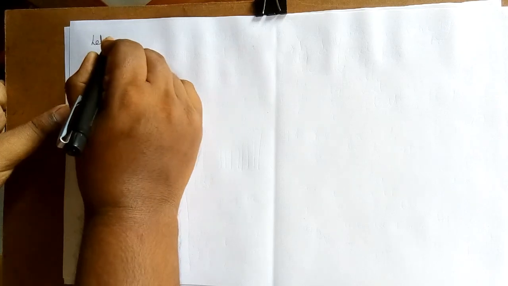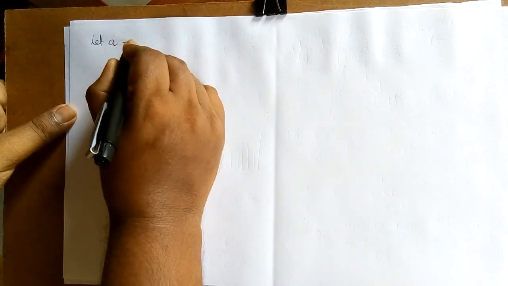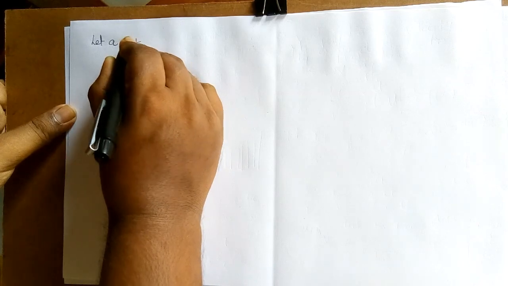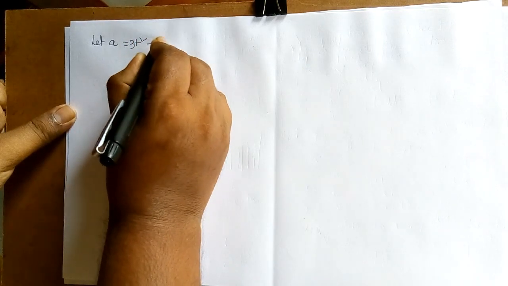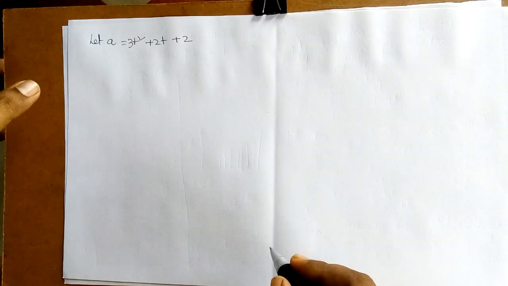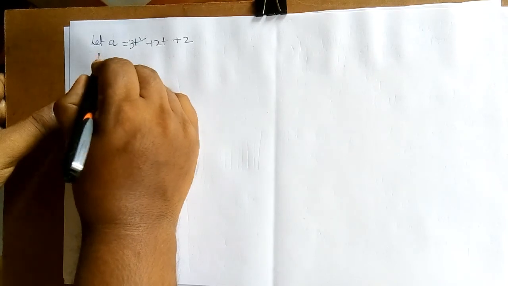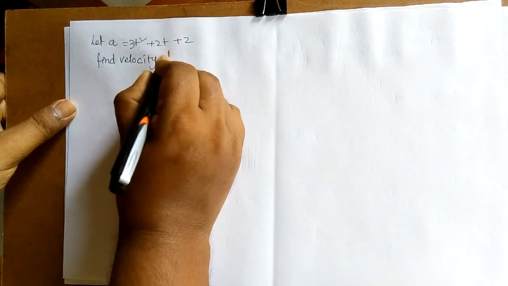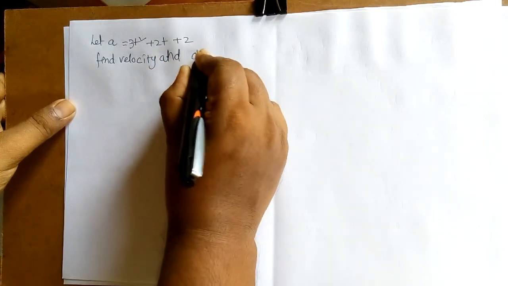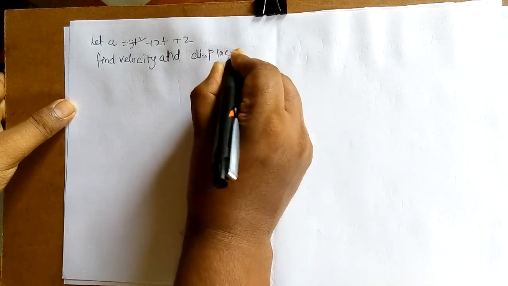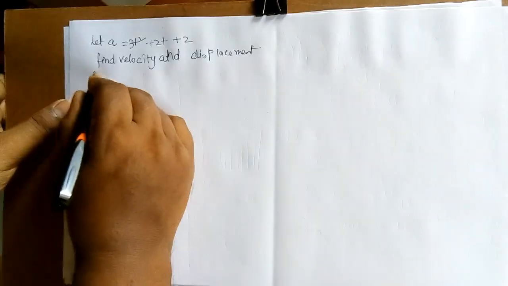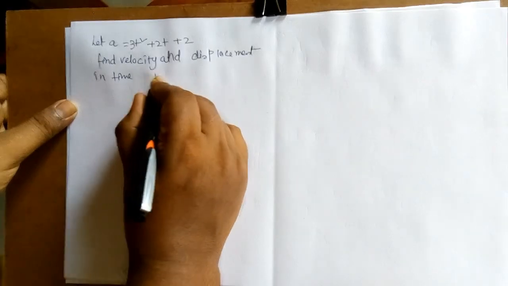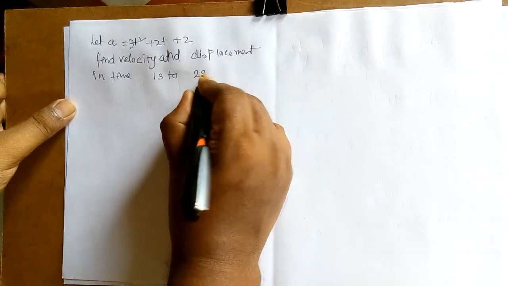Okay, so assume acceleration a is given to you as 3t square plus 2t plus 2. It is the acceleration given to you, and you are asked to find velocity and displacement in time 1 second to 2 seconds.